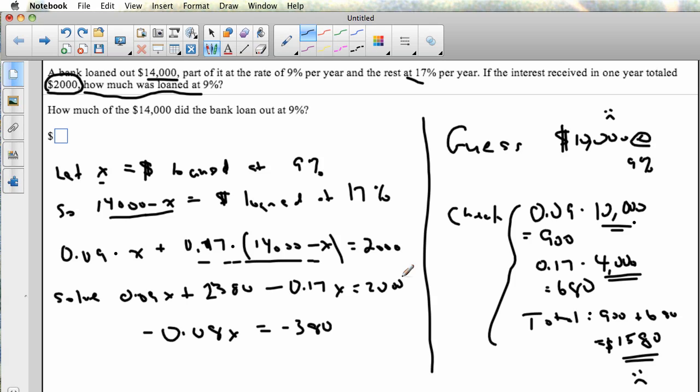If I divide both sides by negative 0.08, I get 4,750 for x. That's the number of dollars loaned at 9%, which means the balance, $9,250, is invested at 17%. But the answer to the problem, the number that goes there, should be 4,750.